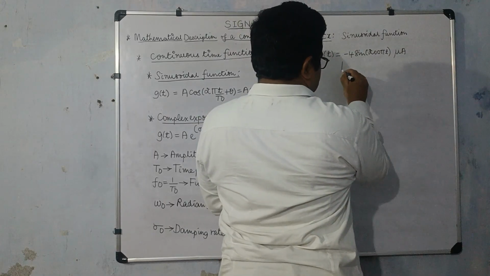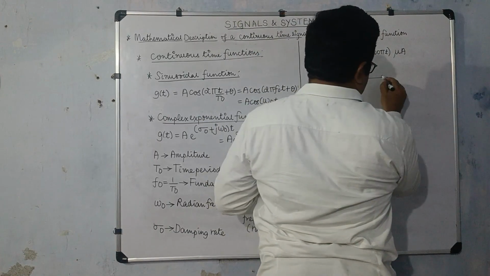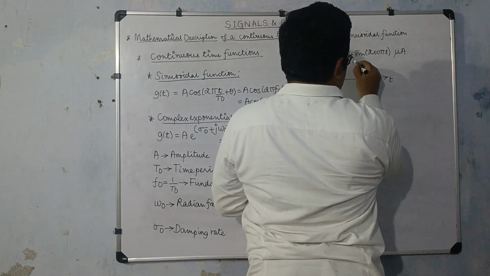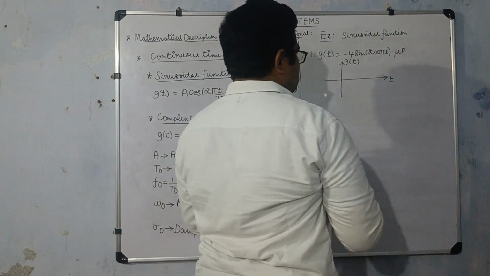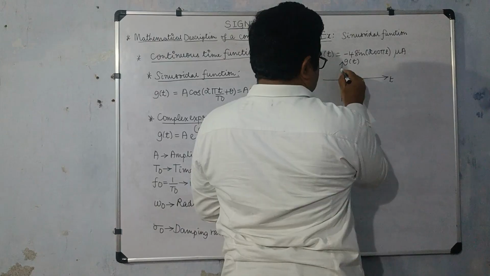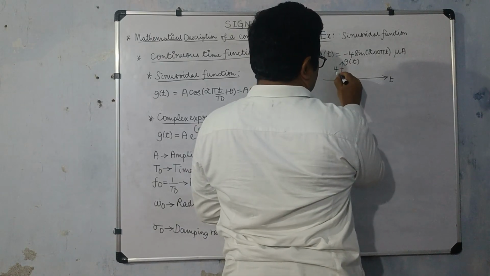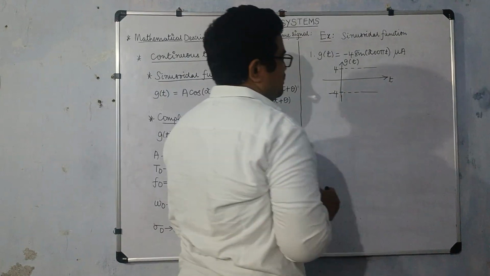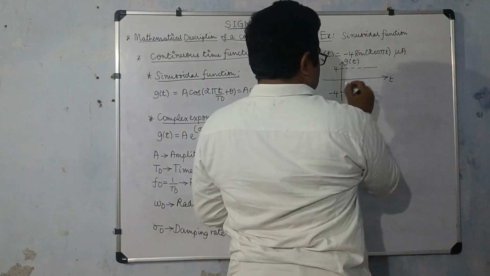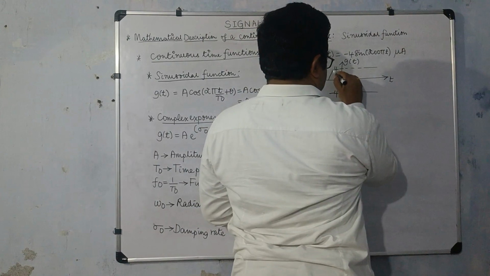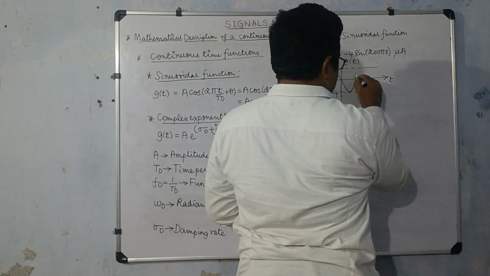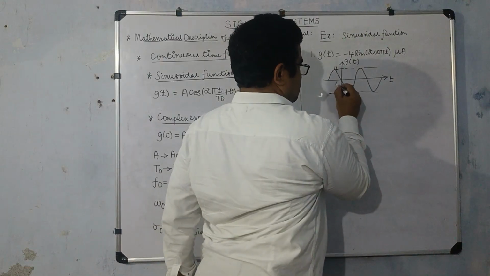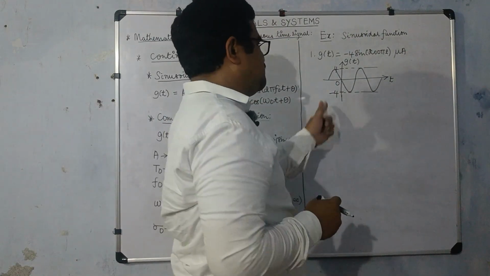I have a sinusoidal function, g of t equal to minus 4 sine 200 pi t. So minus 4 means the amplitude varies between plus 4 and minus 4. Plus 4 and minus 4 are the extremities, and at t equal to 0 it is 0, and the signal is changing in this manner. This is how the sinusoidal function is changing.